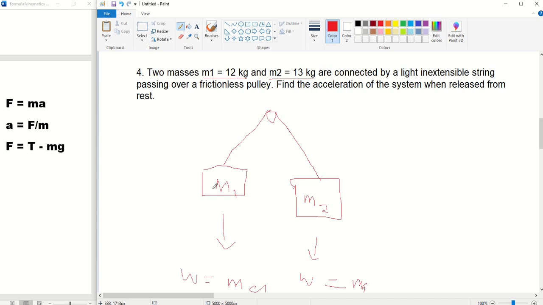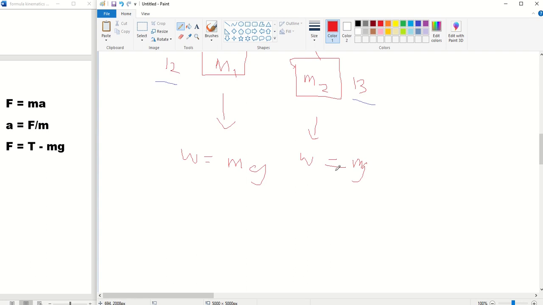Nakalimutan kong isulat yung tawag doon, yung value nung mass. So, dito pala sa mass 1, 12 kilograms, and then dito, 13 kilograms. Ayan. Para makompute natin yung mga forces na yan, simply substitute. Yung weight force sub 1, weight force sub 2, sub na natin. Mass dito is 12 times 9.8.